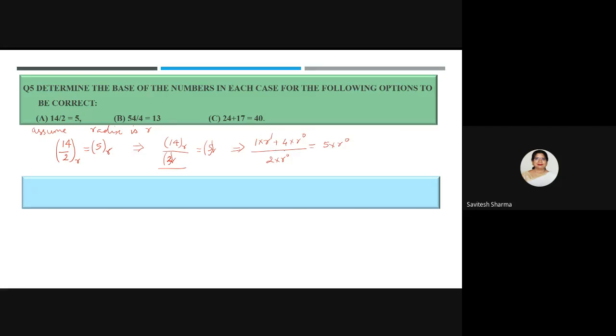So you please be careful. If you are writing R to the power 0, that means 1. So if you solve it, you will get (R plus 4) upon 2 equals 5. If you solve it, you will get R plus 4 equals 10, and you will get R equals 6. So that means this equation's base is 6.